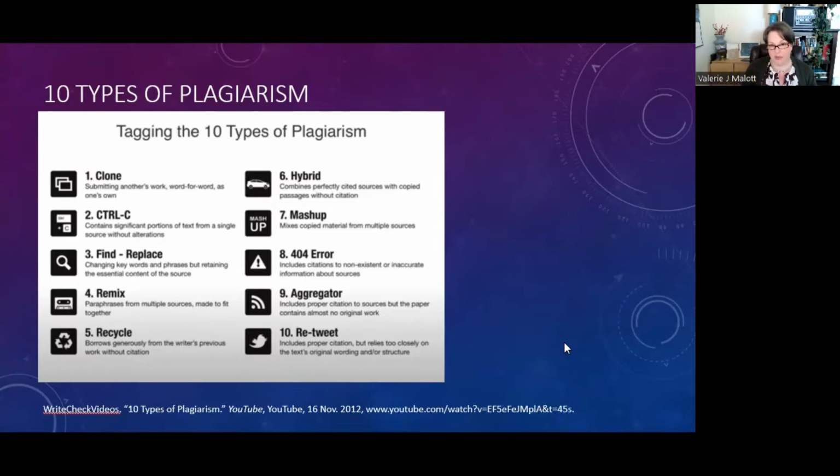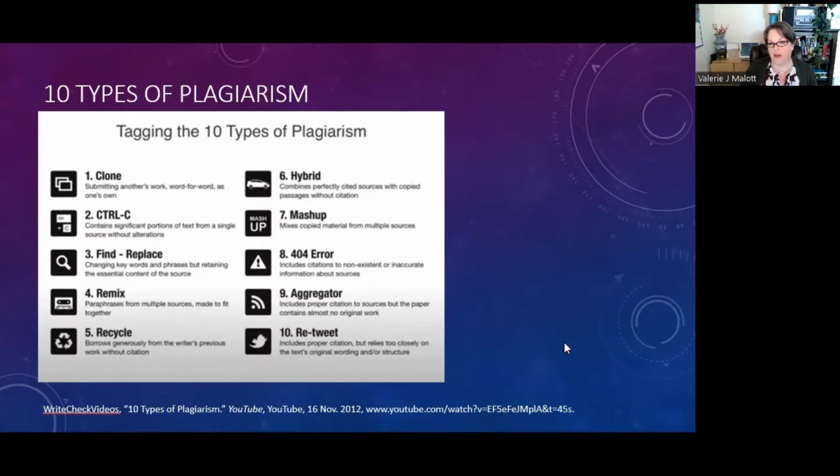The mashup, which is similar to the remix and the find and replace, mixes copied materials from multiple sources. So you may take a sentence from this source and then a sentence from another source and then another sentence and pass it off as your own material. Again, that's a huge no-no.